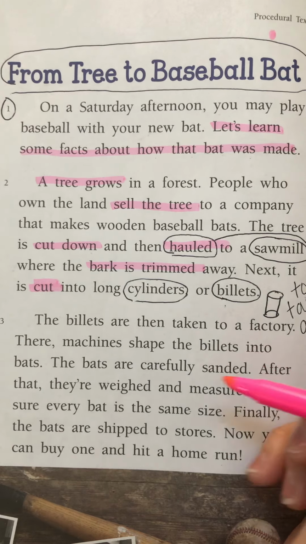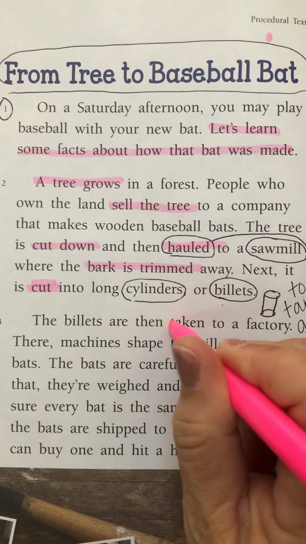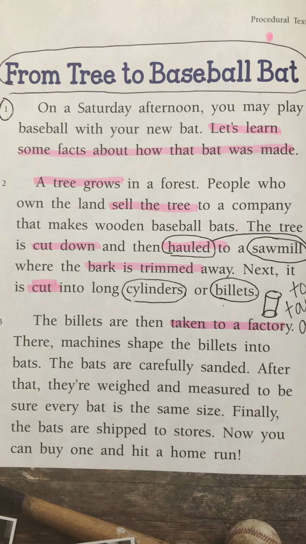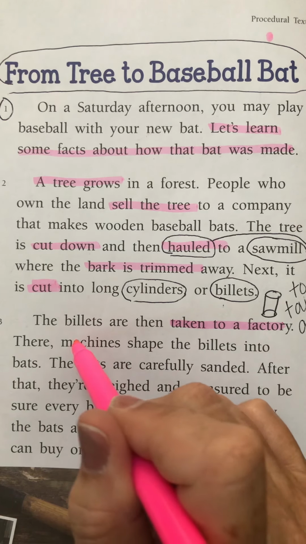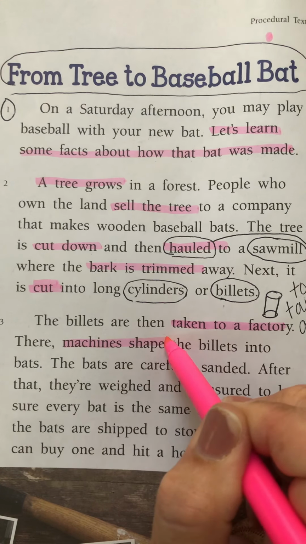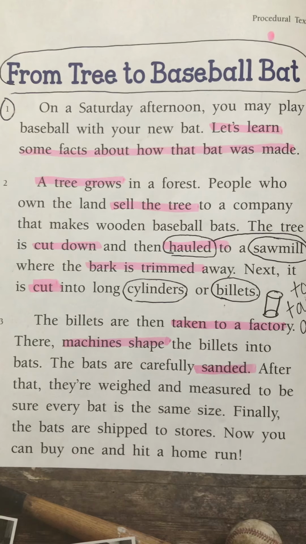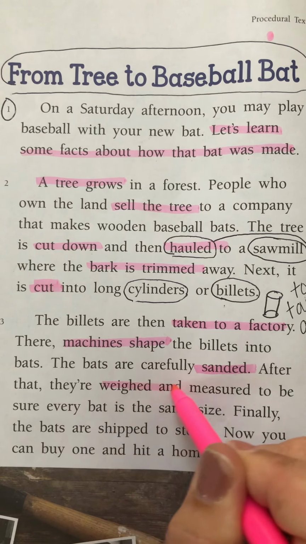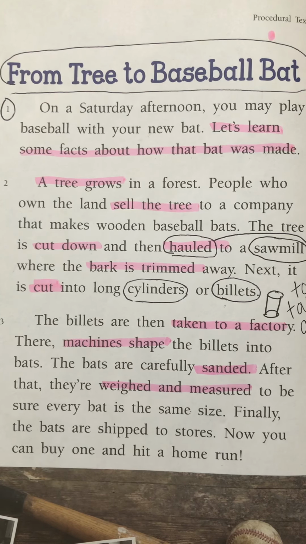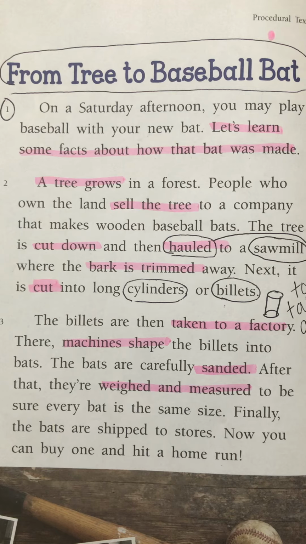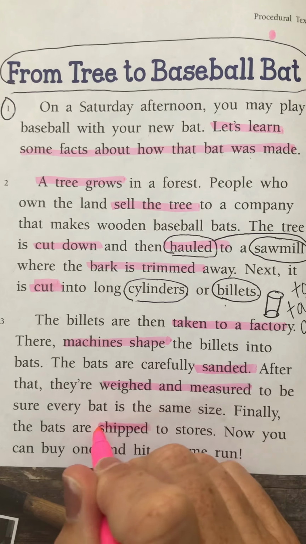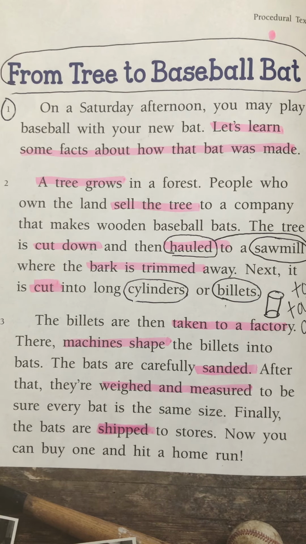Some of you may have highlighted, the billets are then taken to a factory. Some of you might have highlighted that the machines shape the bats, that they are sanded down. After that, they're weighed and measured. That's important to make sure that every bat is the same size. Finally, the bats are shipped to stores. Now you can buy one and hit a home run.